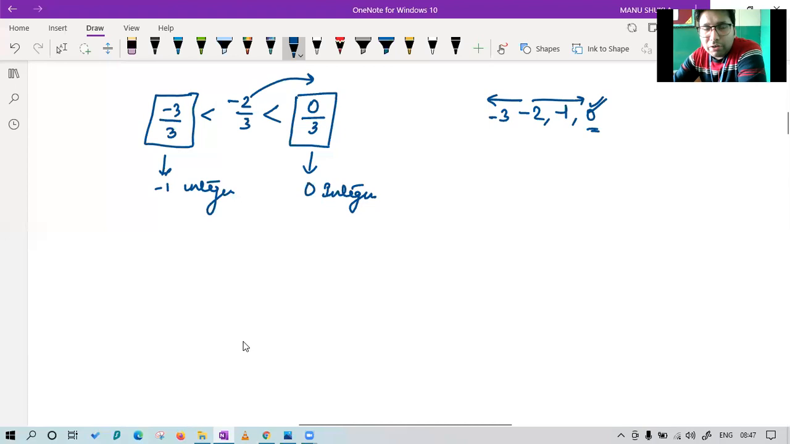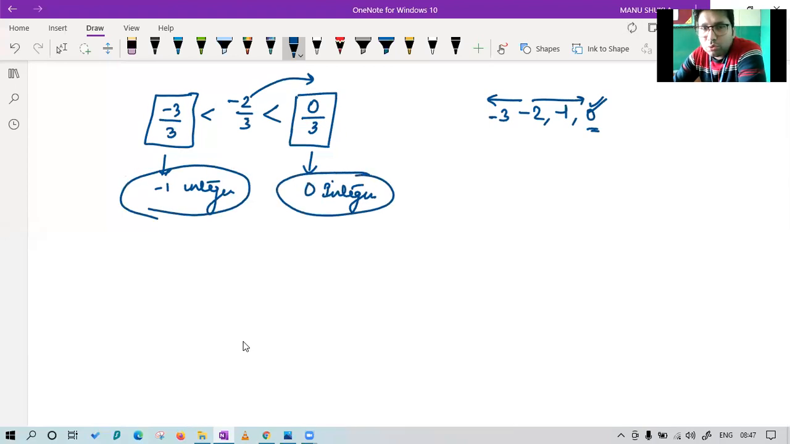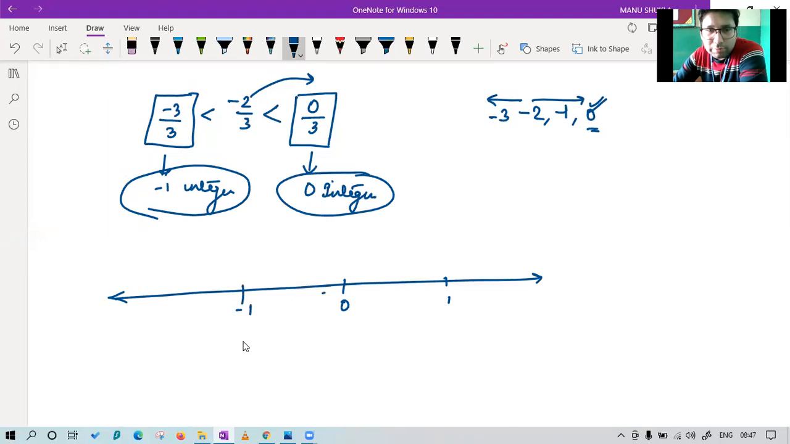Now, we know our number lies between what? If this is 0, this is 1, this is minus 1. Now tell me, we know our number lies between these two numbers, where 0 actually symbolizes 0 upon 3 and minus 1 symbolizes minus 3 upon 3. Now tell me, how many divisions should I make between this interval? How many divisions should I make?